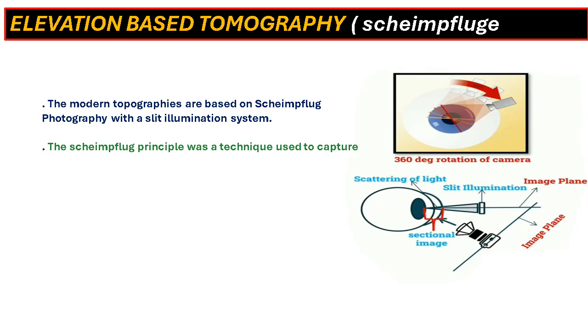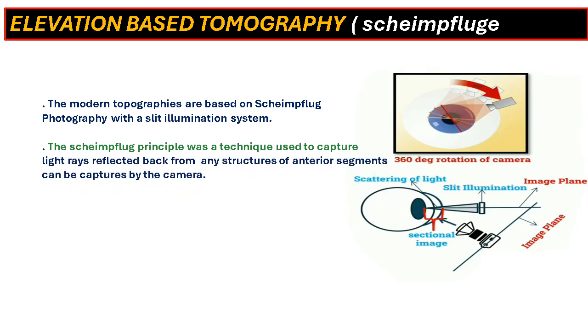Why tomography? Because it is giving a picture beyond the topographic surface of the eye. So it is an optical sectioning that gives detailed information on the anterior segment from the anterior surface of the cornea up to the posterior surface of the lens, and even the angles and the anterior surface of the iris. So it is giving detailed information beyond the surface of the cornea, so it is called tomography.